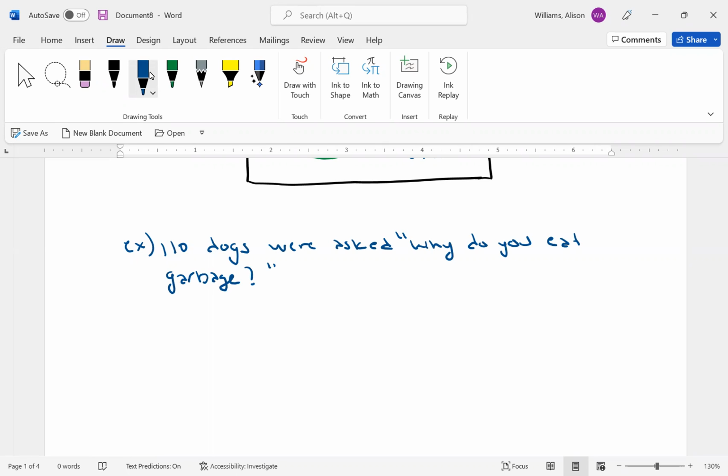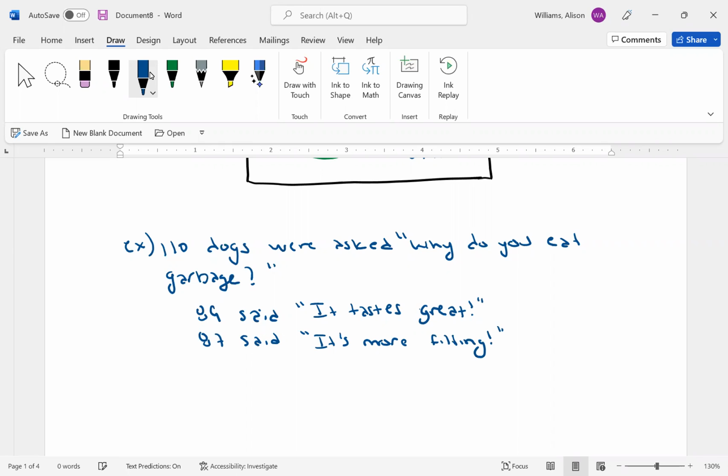And their answers were, 89 of them told us that it tastes good, or it tastes great. That's actually the phrase they used. 87 said it's filling. Actually, it's more filling. They're using a play on an old commercial. And 68 of those adorable dogs said that it both tastes great and is more filling.